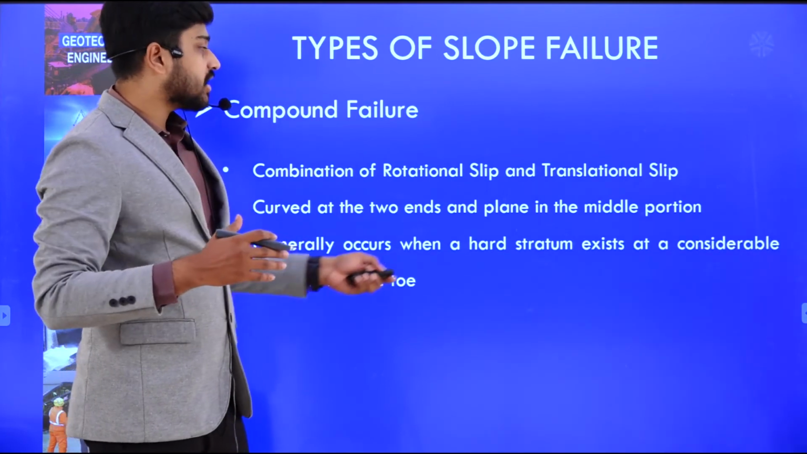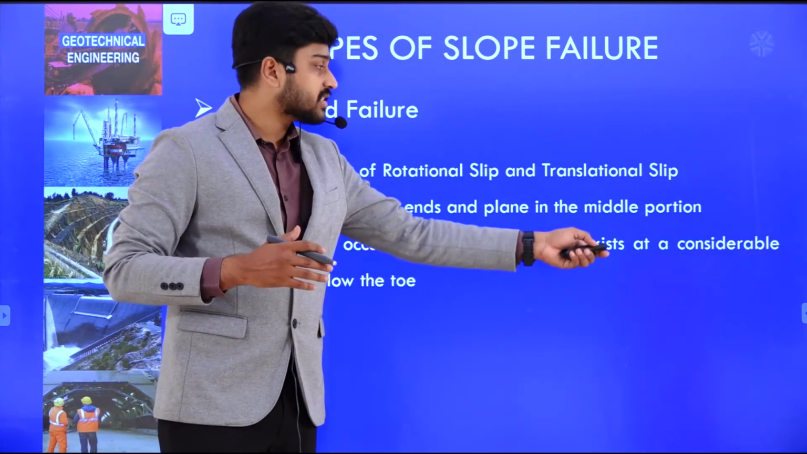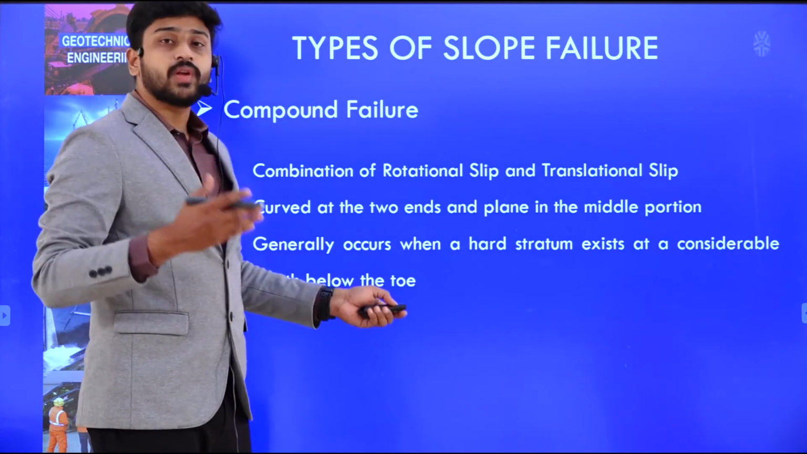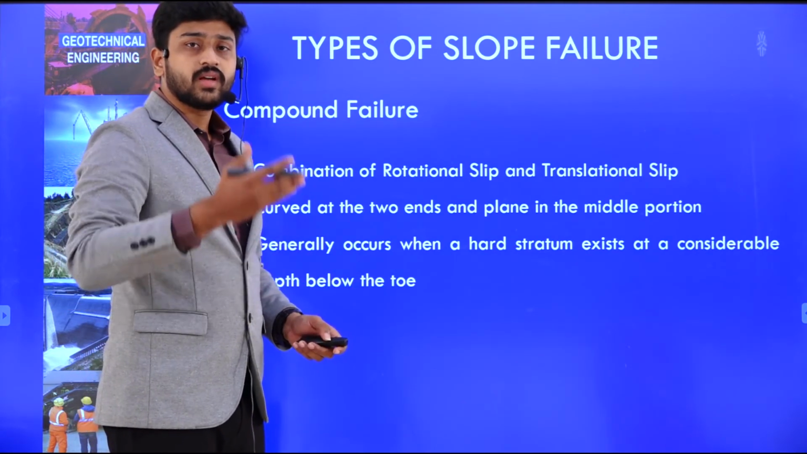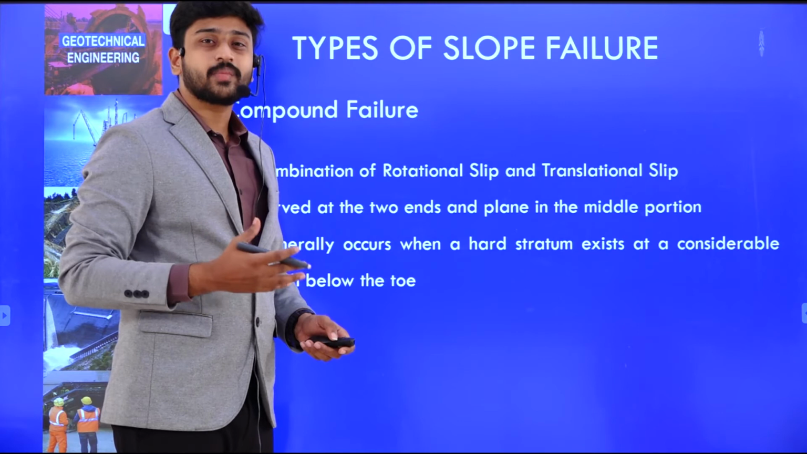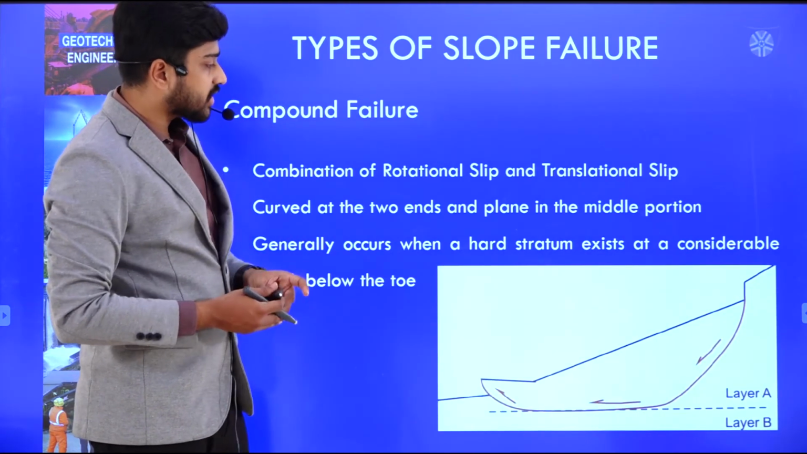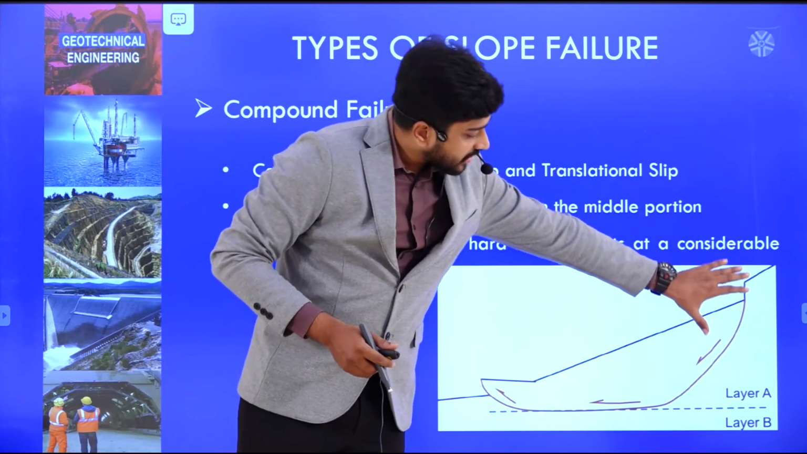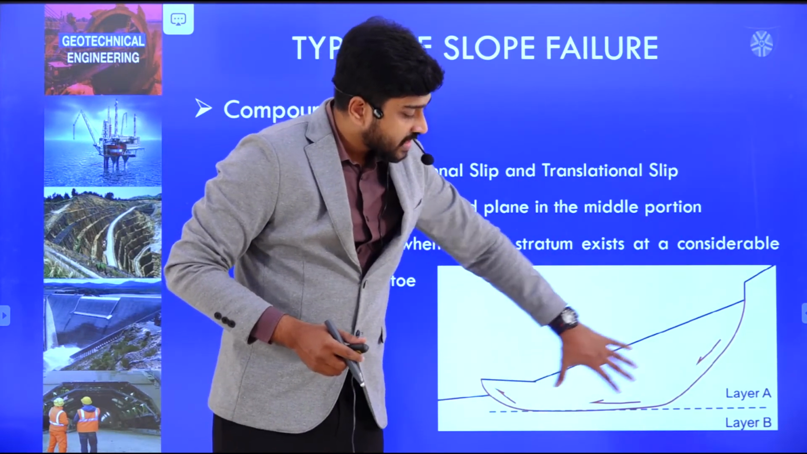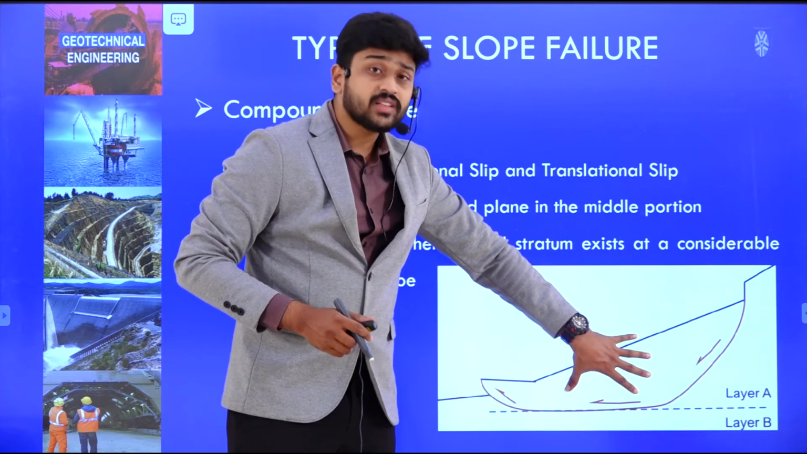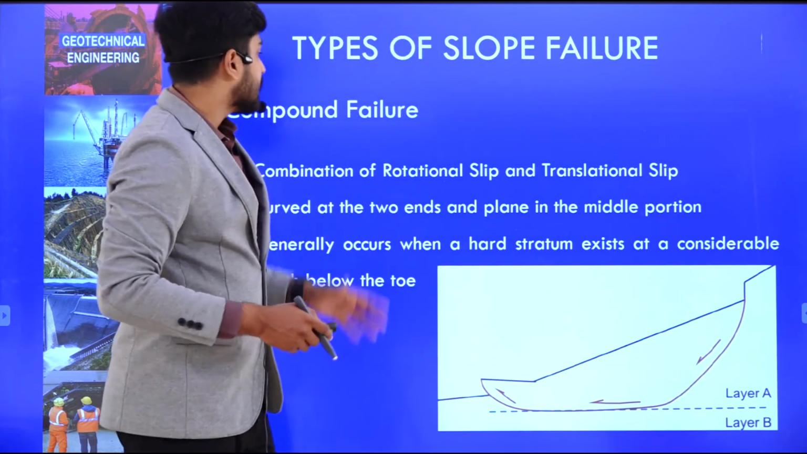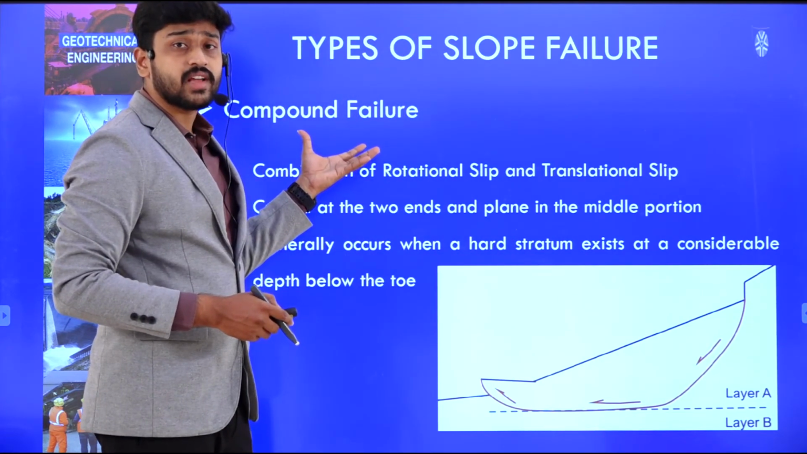This generally occurs when there is a hard stratum existing at a considerable depth below the toe. If there is a hard stratum present below the toe, then also you may observe this sort of failure. If you look at this particular diagram here, there is a curved failure up to a certain region and there is a translational failure at the center. Such type is nothing but my compound failure.